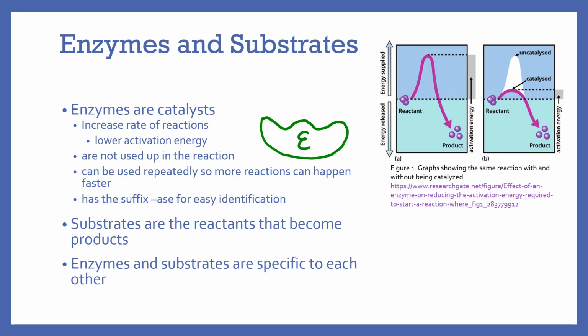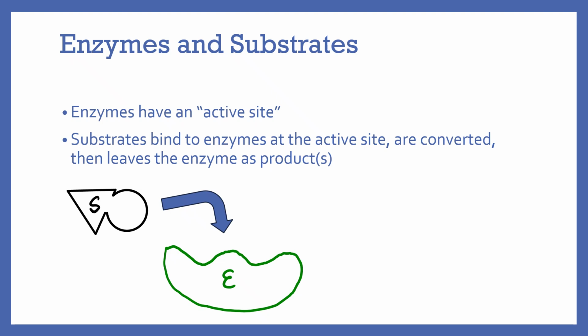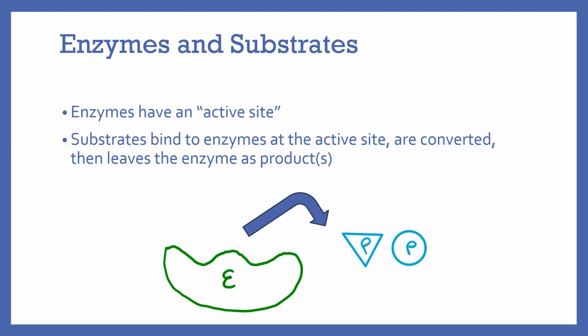In general, enzymes have the suffix "ase" at the end of their name for easy identification. Substrates are the reactants that become the products. Enzymes and substrates are specific to one another. Enzymes have an active site. This is where the substrate binds to the enzyme and is then converted into products. The products pop off the enzyme, and since the enzyme is reusable, it is now ready for the next substrate to be converted.